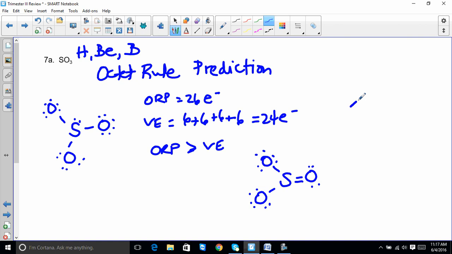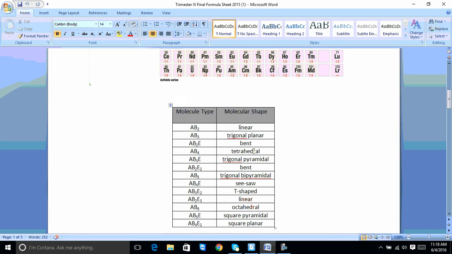This ends up being an AB3 type, because A is the central atom, which is the sulfur. B is how many atoms connect to the middle atom, which is 3: 1, 2, 3. And E is how many dots are on the central atom. Once we got rid of these dots, there are none. And if you look over here, because I don't expect you to memorize this, an AB3 is trigonal planar.